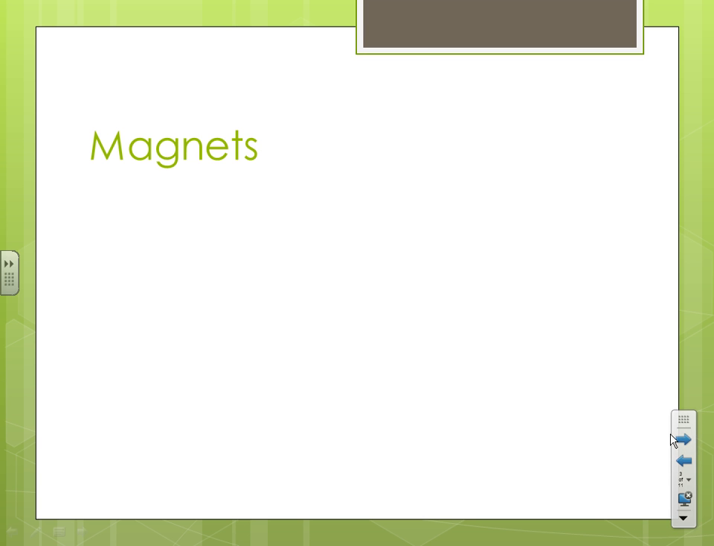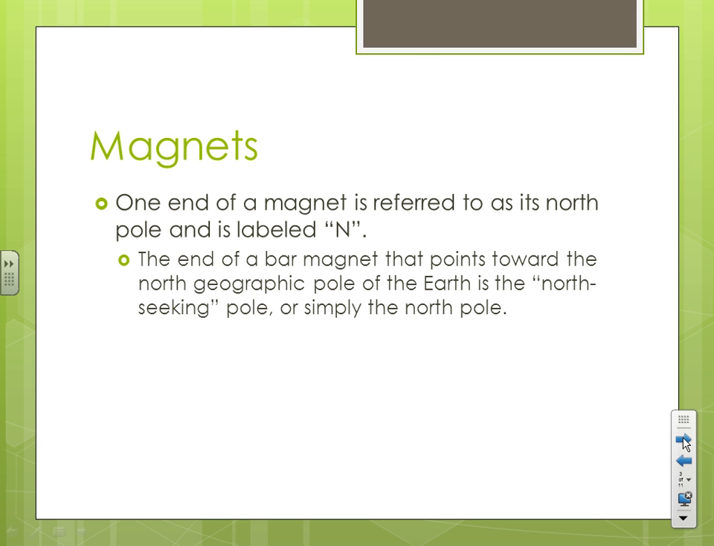Magnet. Okay? I think most of us are probably aware that there are two ends to a magnet, right? One of those ends points towards the north pole of the Earth, or the top of the Earth. And we refer to that as the north-seeking pole, or we just call it the North Pole, right? We label it N because it points towards the north pole of the Earth, or the north geographic pole. We should make that distinction.